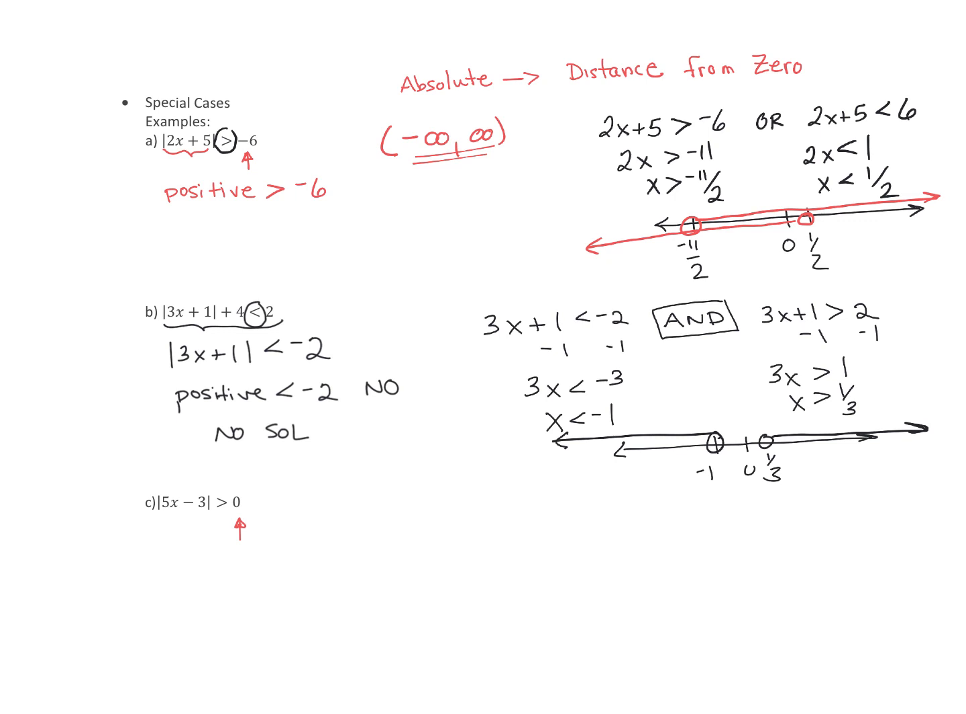The last example here is an absolute value greater than 0. Again, is a positive number greater than 0 always? So the solution here would be -infinity to infinity. And similar to our first example, if we go through the process of solving it, we're going to notice that the entire number line is going to be shaded.